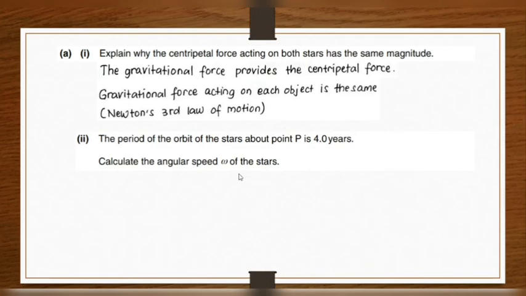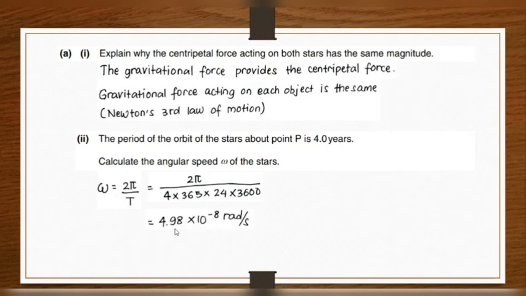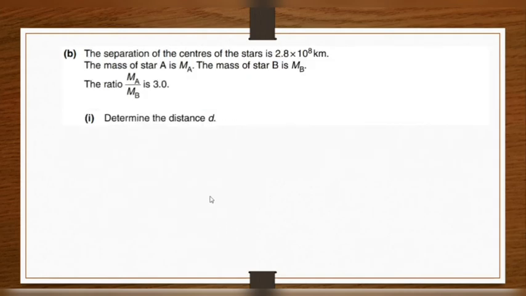The period of the orbit of the stars about point P is 4 years. We want to calculate the angular speed omega of the stars. Use that equation omega equals 2 pi over period. 2 pi divided by 4 years, 365 days a year, 24 hours a day, 3,600 seconds in an hour. Then you'll get 4.98 times 10 to the minus 8 radians per second, or in two significant figures, it will be 5.0 times 10 to the minus 8 radians per second.